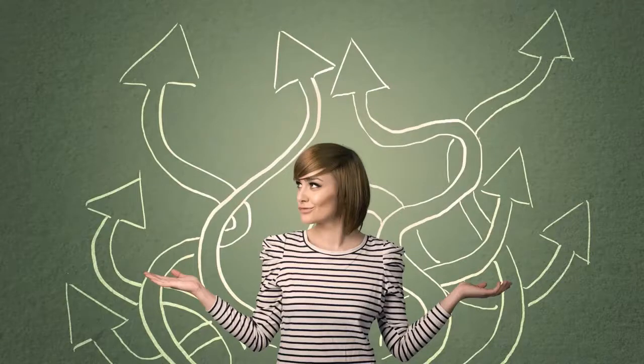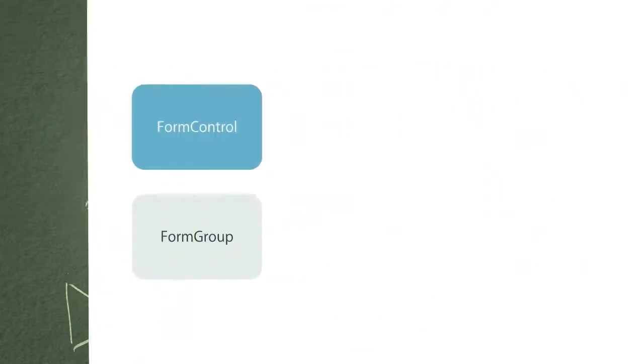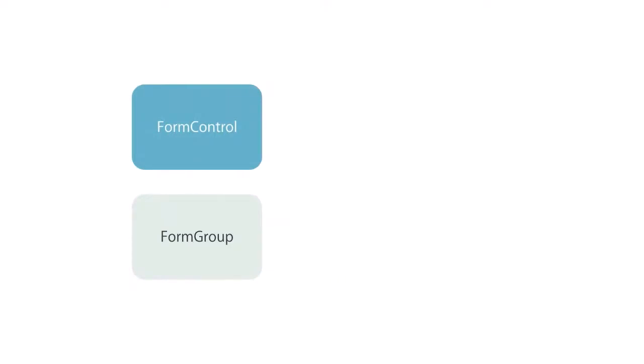Now, if you're confused about all these classes and directives, let me make it super simple for you. In Angular, we have two classes to keep track of the state of input fields and their validity. One is form control, which represents only one input field, and the other is form group, which represents a group of input fields. Now, when we apply the ngModel directive on an input field, Angular automatically creates a form control object and associates that with that input field. So this is form control and ngModel.